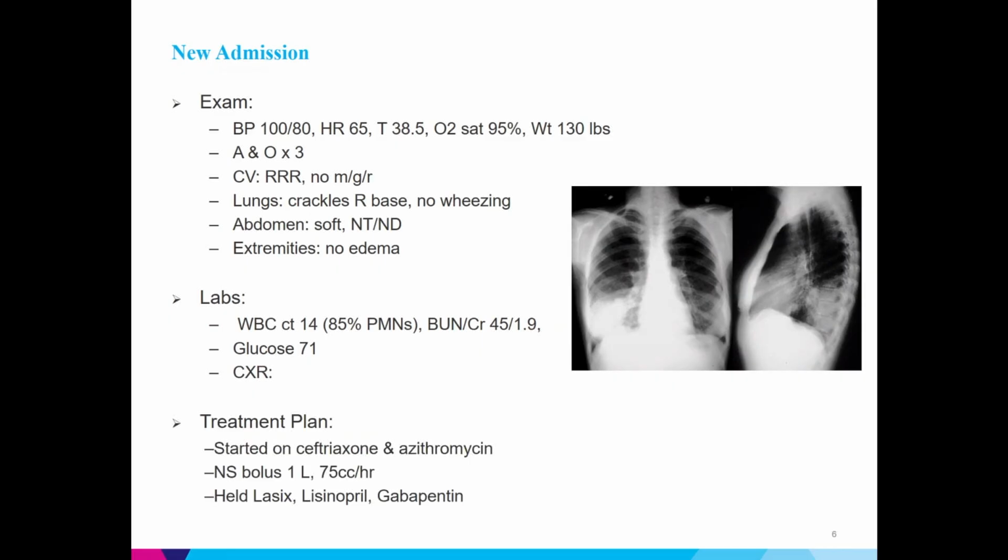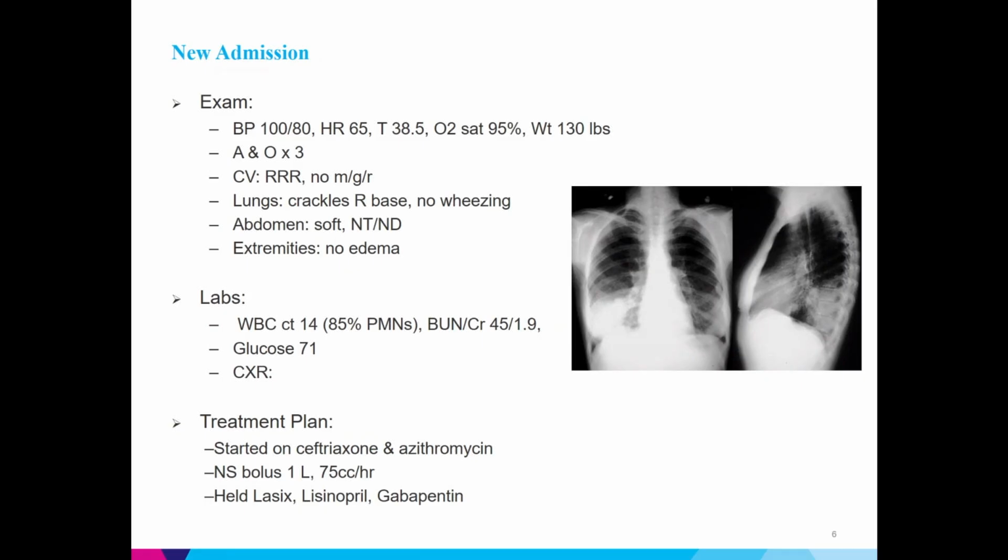So Mr. H is admitted and the treatment plan is initiated. He started on antibiotics for community-acquired pneumonia, ceftriaxone and azithromycin. Because of his hypotension and his fever, he started on some IV fluids and his antihypertensive regimen is held.